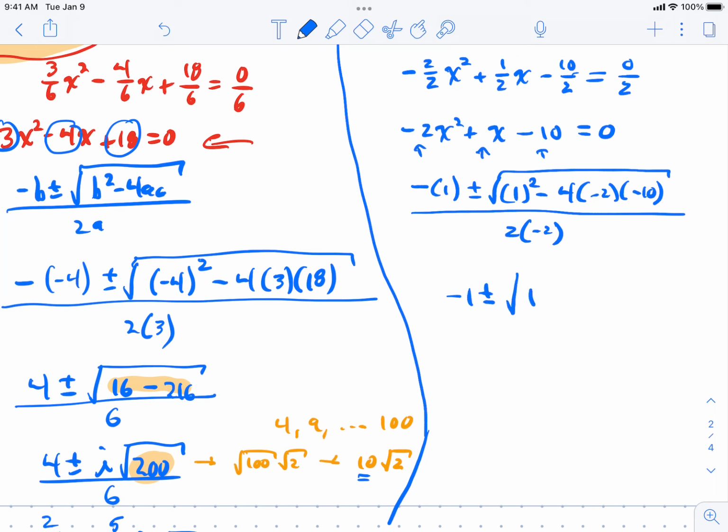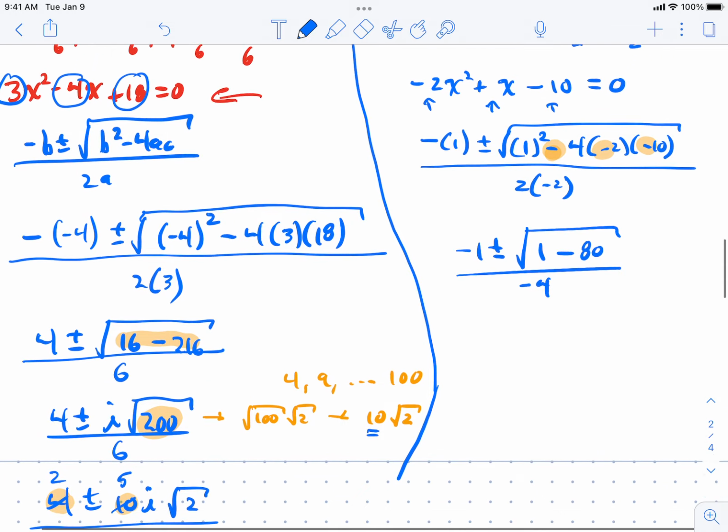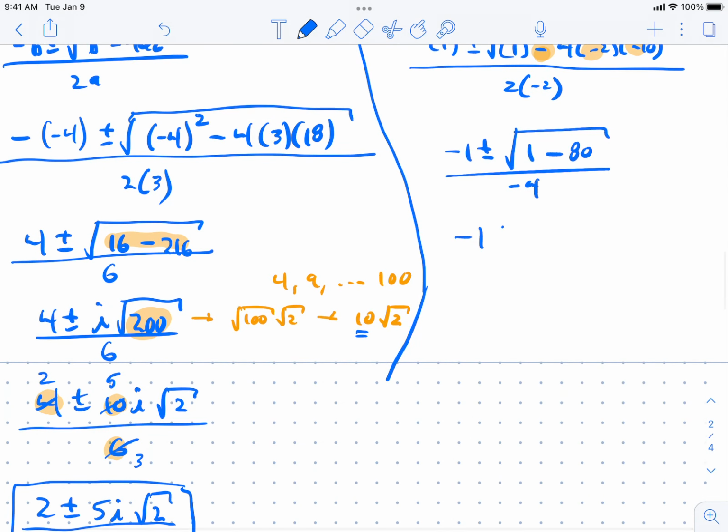Radical. 1 squared is 1. Okay, lots of negatives here. So negative times negative is positive, but then I get another one, so it's negative. So it's minus. 4 times 2 is 8. 8 times 10 is 80. Okay, and that's all over a negative 4. So as I got here is I got a negative 1 plus or minus, and 1 take away 80 is a negative 79, I guess. All over negative 4. So it's negative 1 plus or minus, and I really should put the i there. I radical 79 over 4.